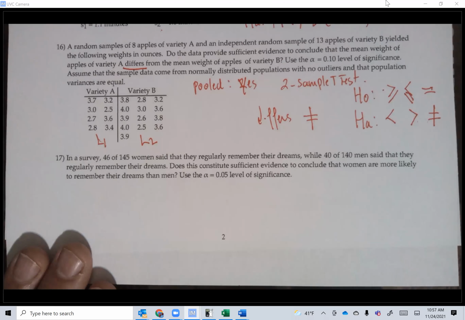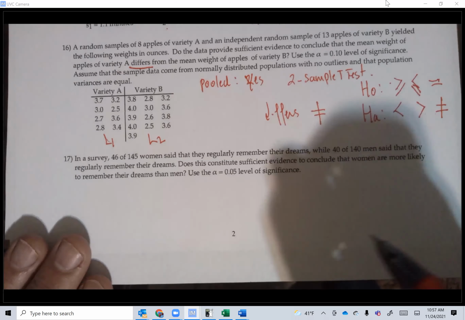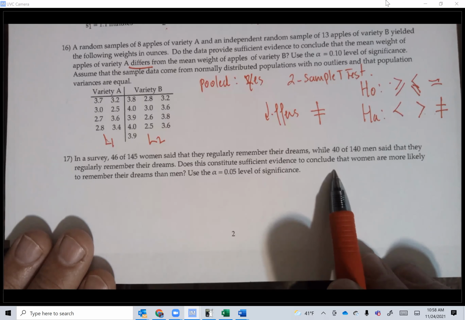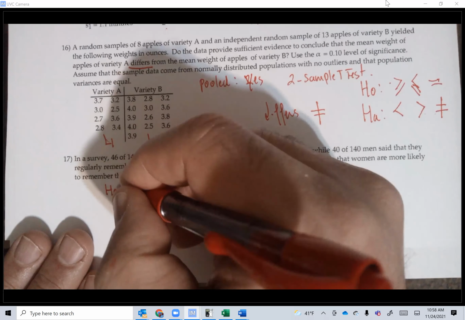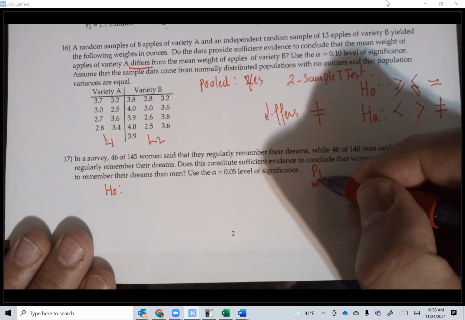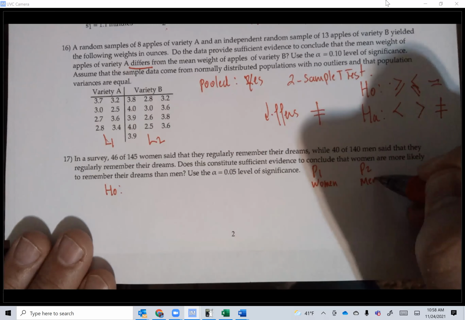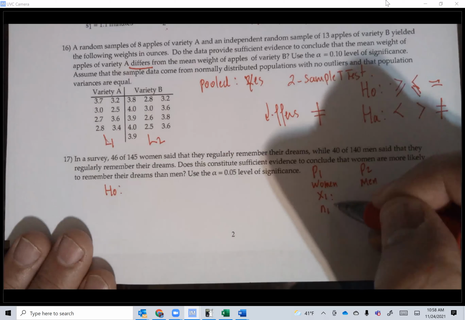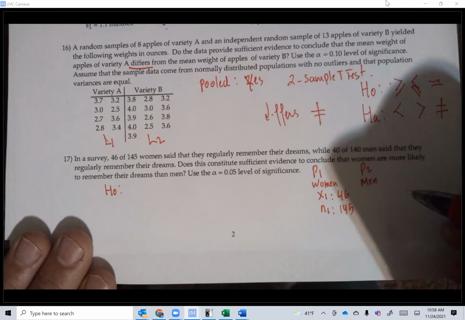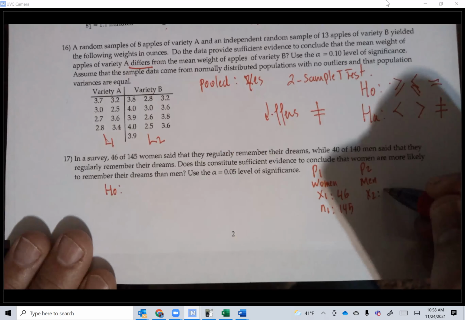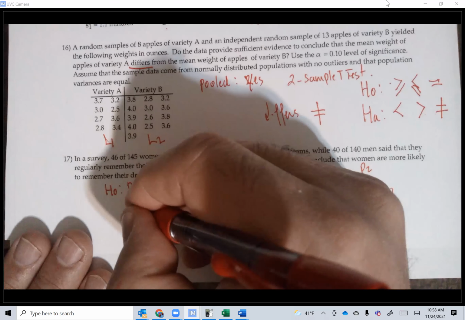There is no mean, no standard deviation, then you know it is a proportion. So we started with women are more likely to remember their dreams than men. So it's going to be this, guys. P1 is going to be for women, and P2 is going to be for men. And we have X1 and N1 here. X1 is always the smaller number, 46, 145. And then X2, guys, is 40, and N2 is 140. So P1, P1, P2.